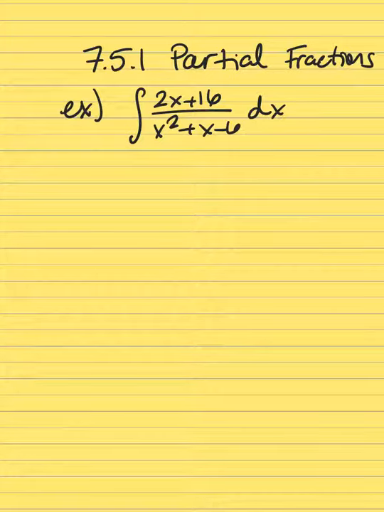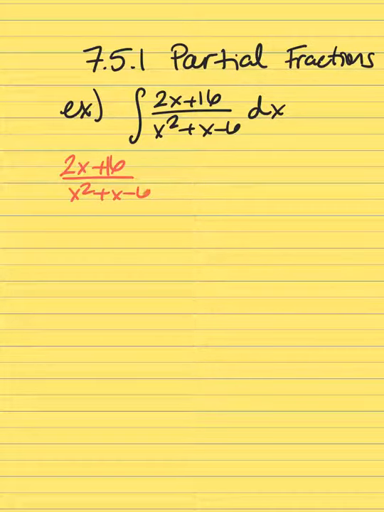Partial fractions says to do this. We're going to take the fraction (2x + 16) over (x squared + x - 6), and I'm going to say this is going to equal two fractions. I don't know the numerators; that's just going to be A and B. But my denominators are x squared plus x minus 6 factored. Do you guys remember factoring?